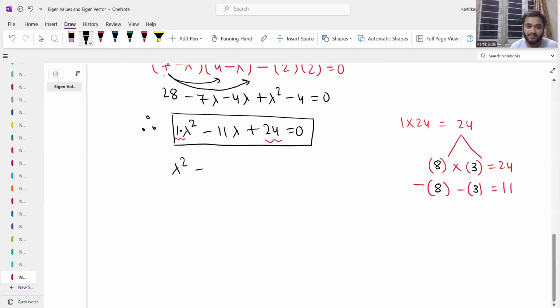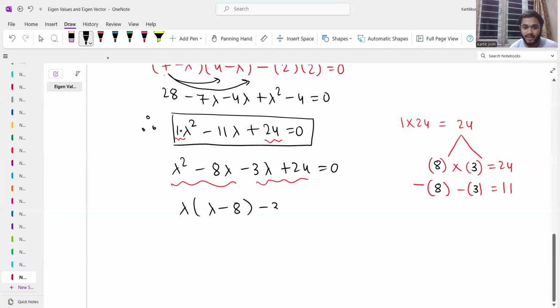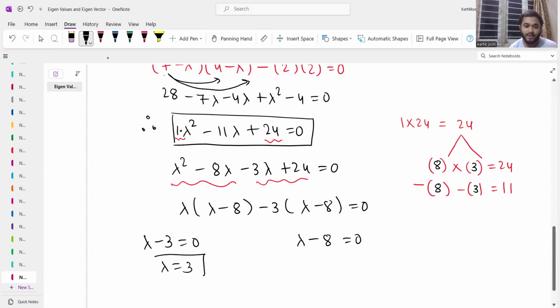So lambda square minus 8 lambda minus 3 lambda plus 24 is equal to 0. Take lambda common in the first two terms, and take 3 common in the third and fourth terms. That means lambda minus 8 into lambda minus 3 is equal to 0. So we get lambda minus 3 is equal to 0 and lambda minus 8 is equal to 0. So the first answer is lambda is 3 and the second answer is lambda is 8.